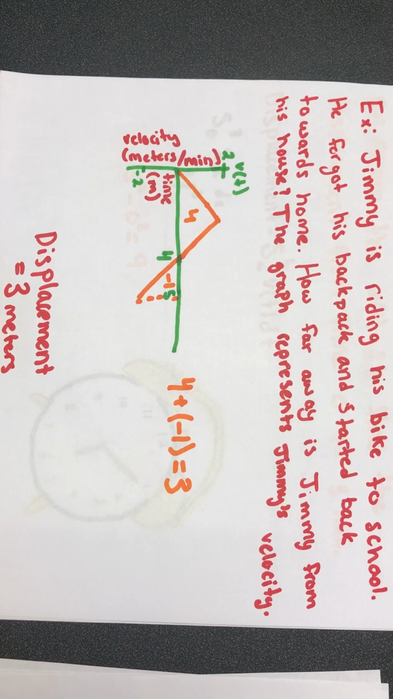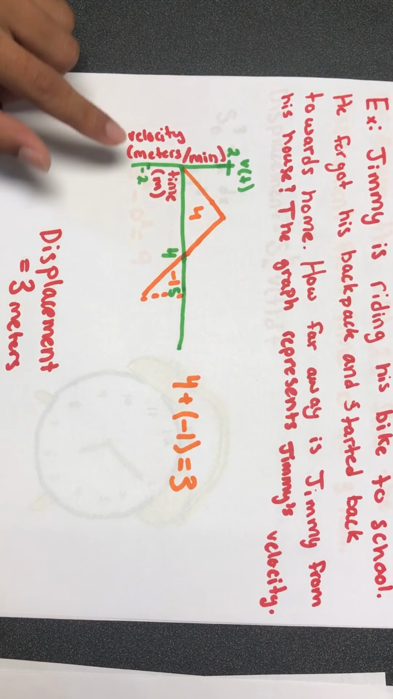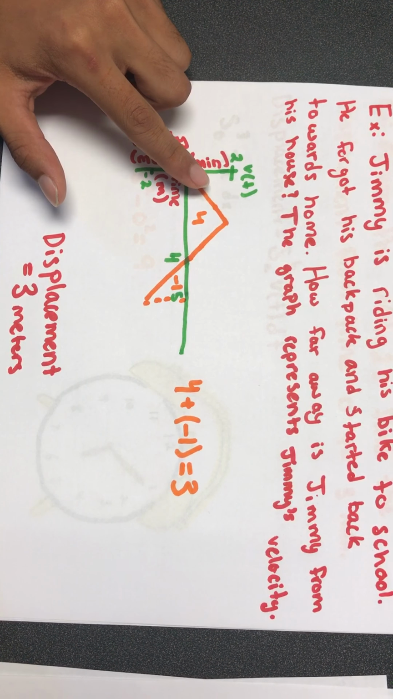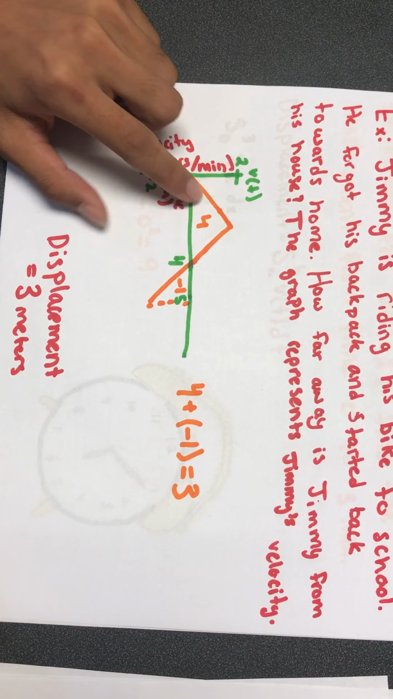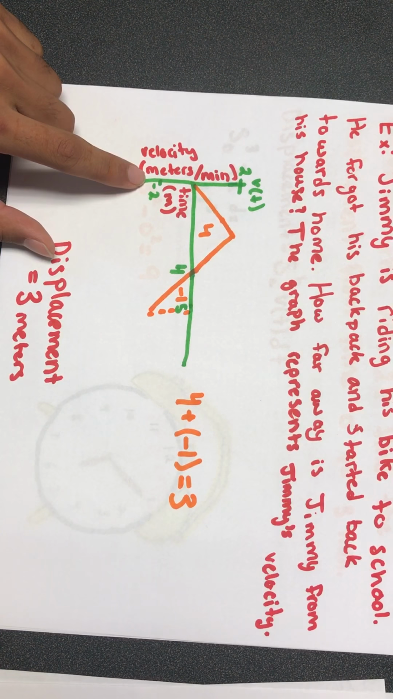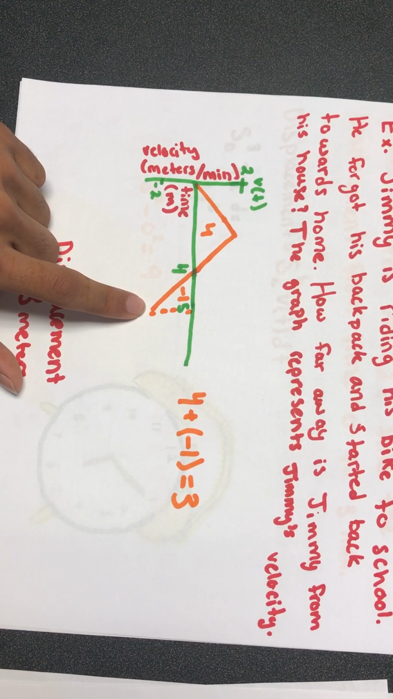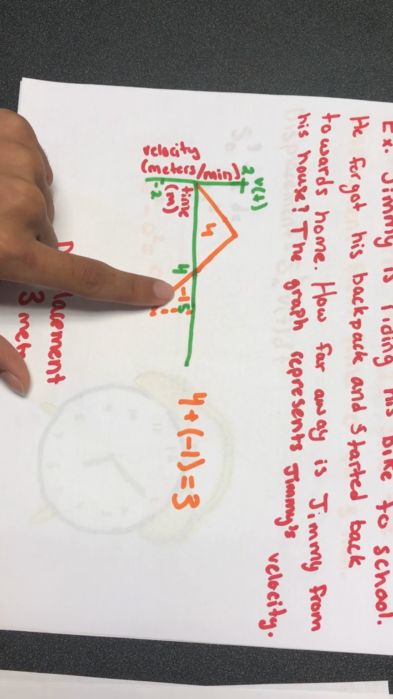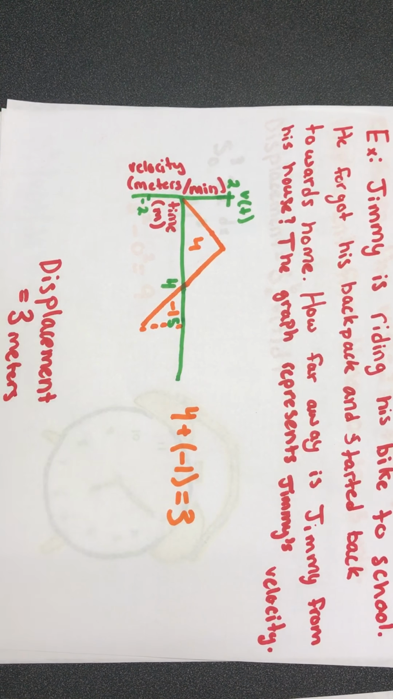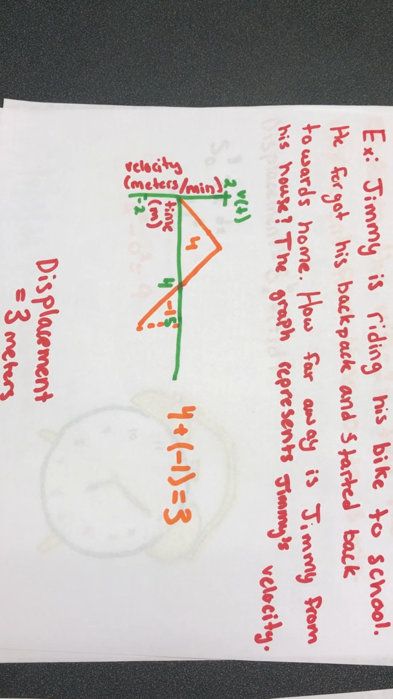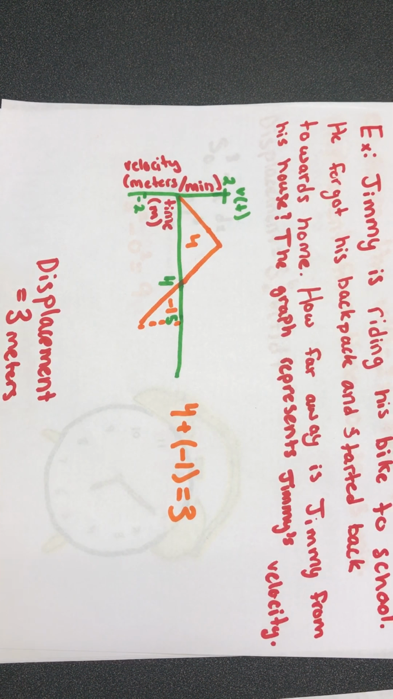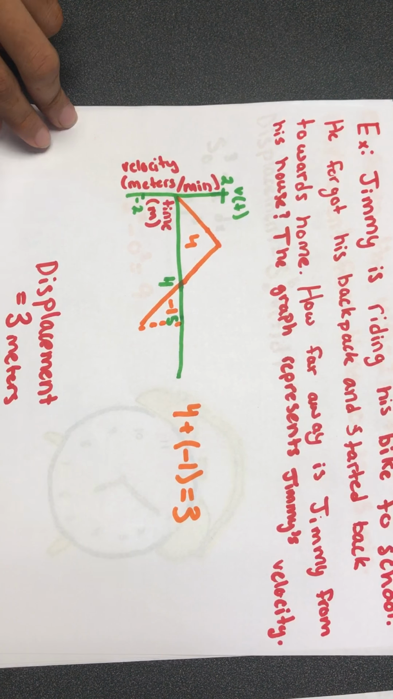So, we have to find the area of both triangles. We do 4 times 2, which is 8, divided by 2 equals 4, the area of the first triangle. Then we do 5 minus 4, which is 1, times -2, which is -2, divided by 2 equals -1. So the area of the bottom triangle is -1. We then add both of the areas together to get 3. So the displacement is 3 meters.